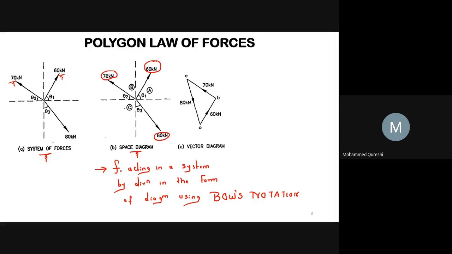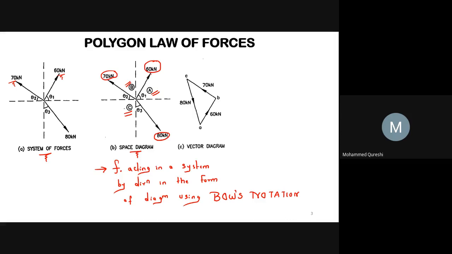This is your system of forces and this is your space diagram. All the things are same except A, B and C. So this A, B and C are nothing but the Bow's notation. So what is Bow's notation? While drawing the space diagram, each force is denoted by an English character on either side of it. Then this system is known as Bow's notation.